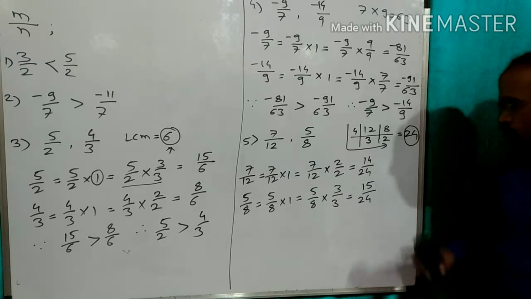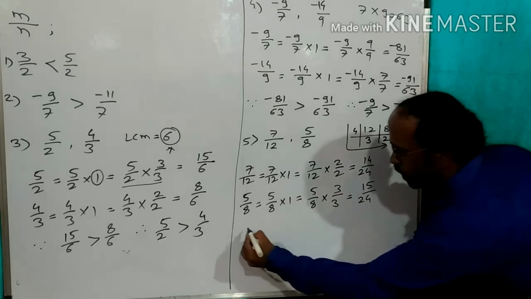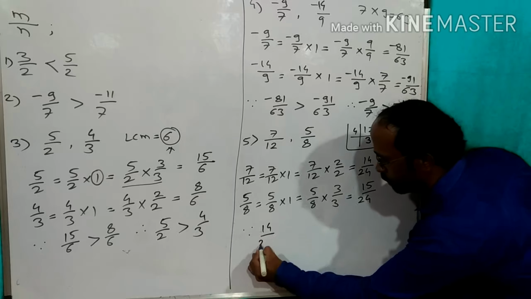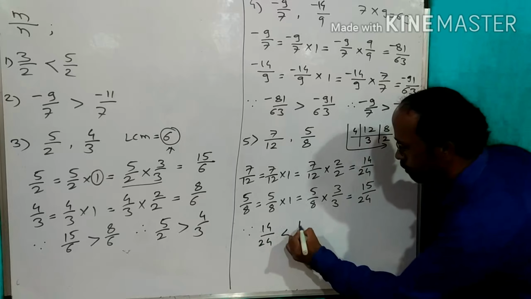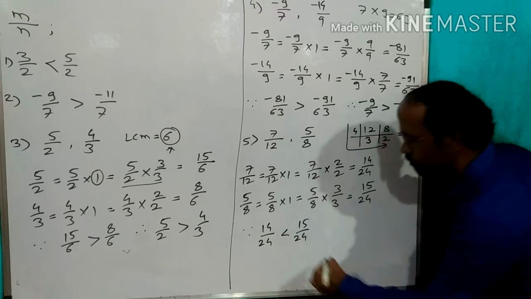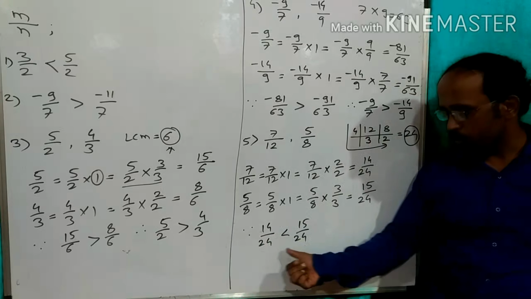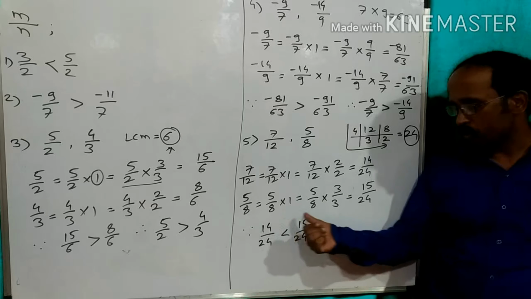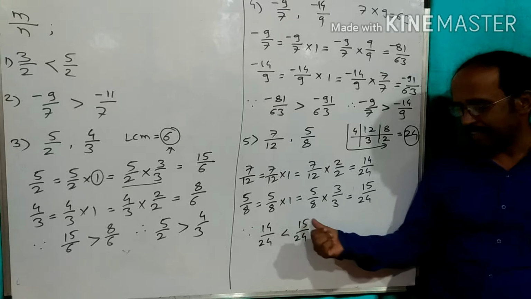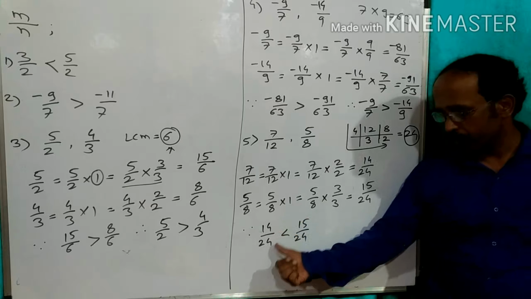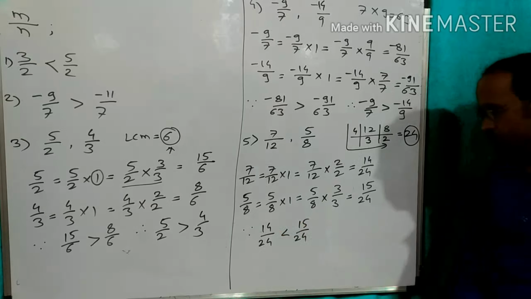The answer is 15 upon 24. Now students, let's compare these two numbers. 14 upon 24 is less than 15 upon 24. Why? Because denominators are the same, so we will compare based on the numerator. 14 is less than 15. So 14 upon 24 is less than 15 upon 24.